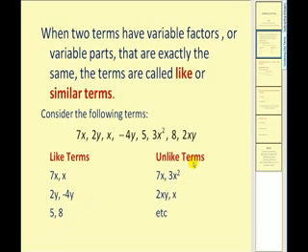Unlike terms would be terms like 7x and 3x squared. Notice that variable factors are not exactly the same. This one has x to the first power, this one has x to the second. 2xy and x are also unlike terms because this variable part is xy and this variable part is just x. Therefore, they are unlike terms. Now, there are many other examples in this list of unlike terms, but I think you get the idea.